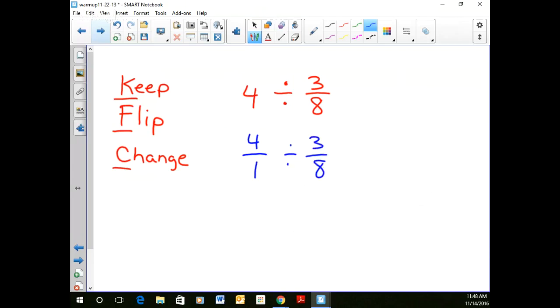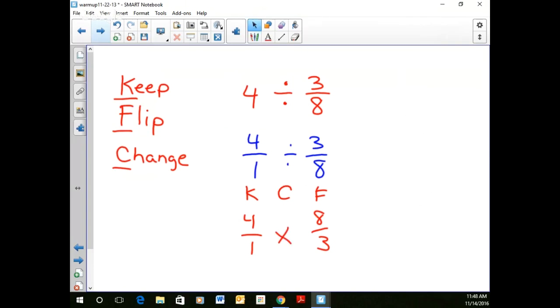Now, we use the same method, keep, flip, and change. So we'll keep the initial fraction at 4/1. We'll flip the second fraction from 3/8 to 8/3. And we'll change the sign from division to multiplication. Next, we will see if we can cross simplify. 3/4 cannot be simplified, and 1/8 cannot be simplified. So we must go ahead and multiply our numerators 4 and 8 and get 32. And then 1 and 3, we get 3.